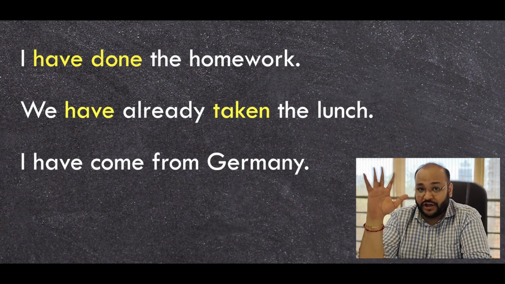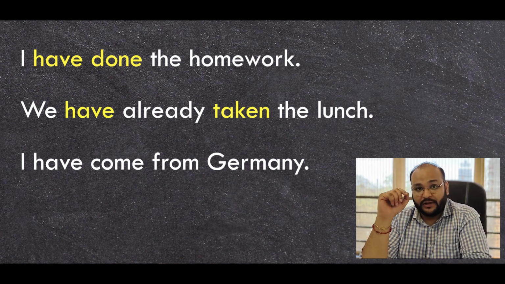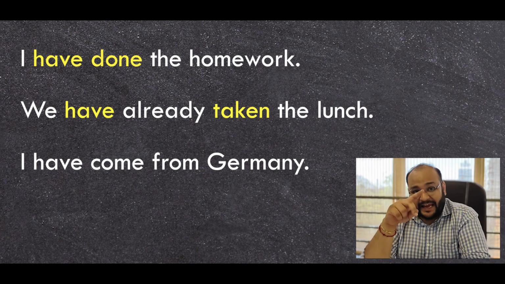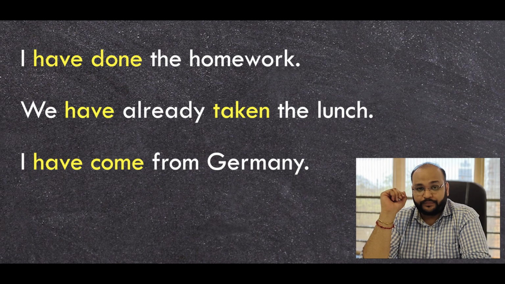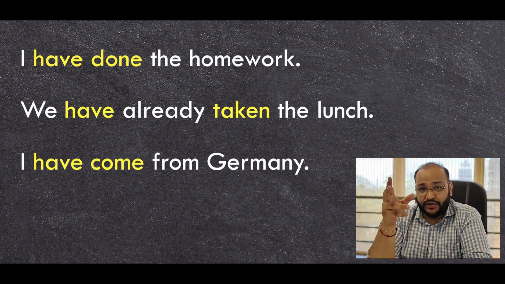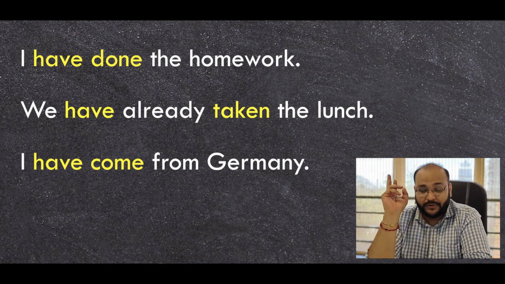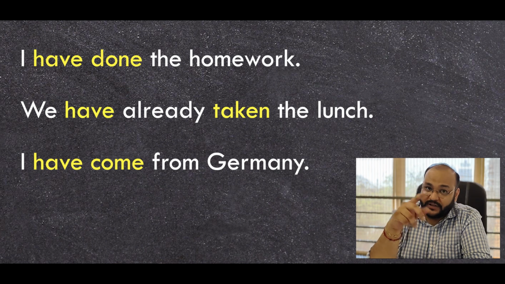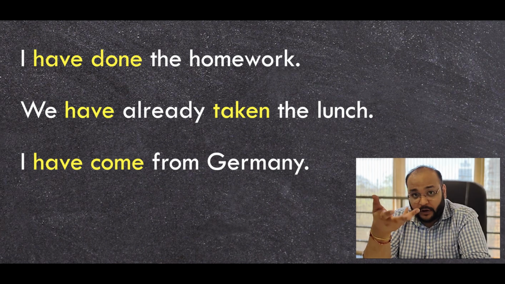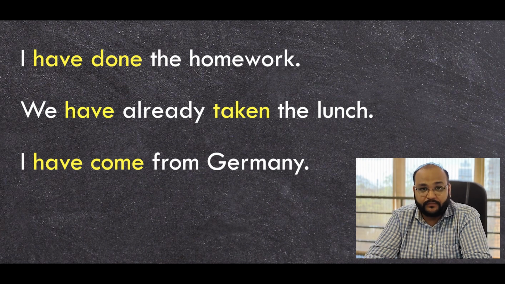He has come from Germany. Let's say, he has come from Germany. So how many verbs are there and which are those verbs? Two verbs, has and come. So that is to say, whenever we make a sentence in English using present perfect tense, we always have two verbs. One is the auxiliary verb or the helping verb, and the other is the verb of action.